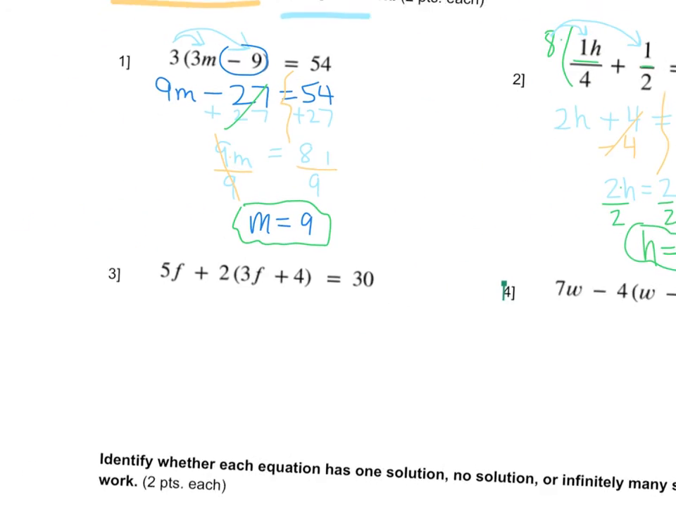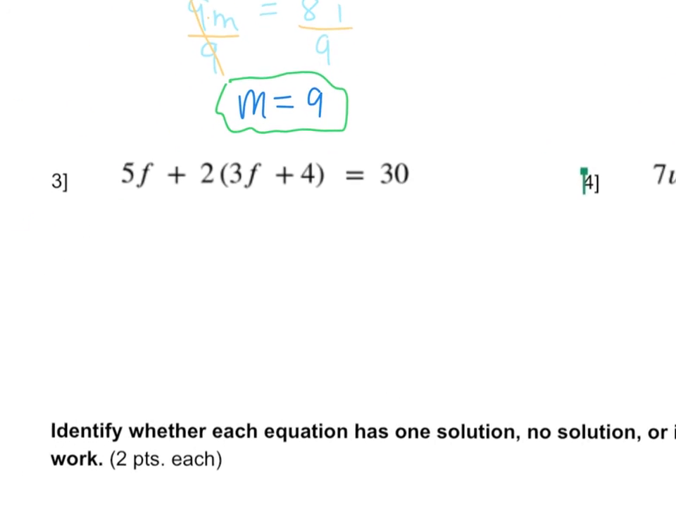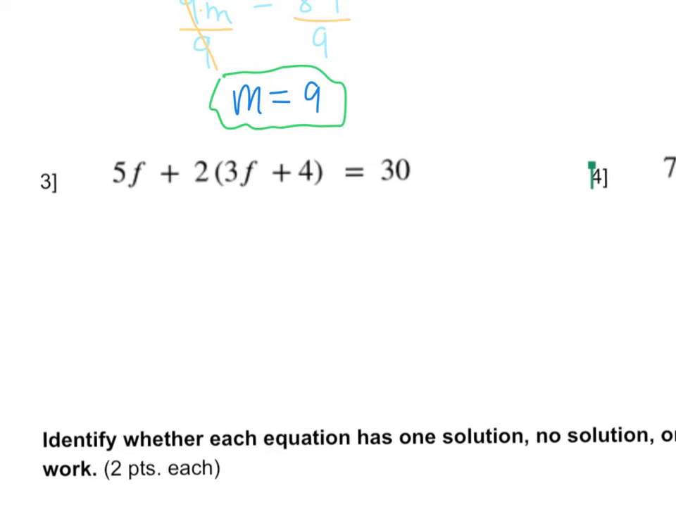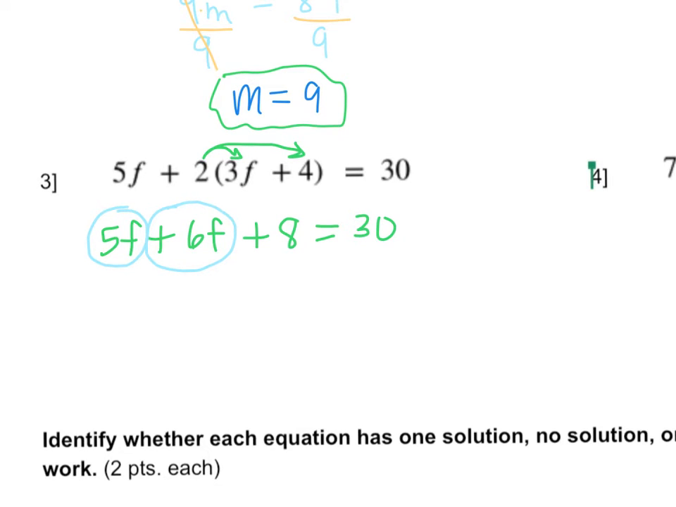Moving on to number 3, I see a multi-step equation, and I spot the distributive property once again. So we're going to distribute in the middle of the problem. Therefore, this 5f would just come down, and then we do 2 times 3f, which is 6f. And 2 times 4 is 8. So distribute first. I also noticed that we have like terms. So we have to combine like terms. 5f plus 6f, that's 11f.